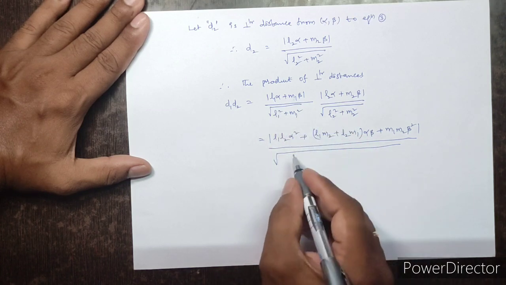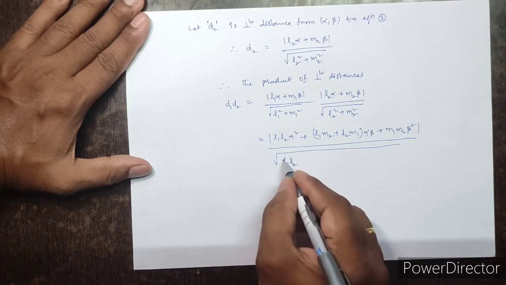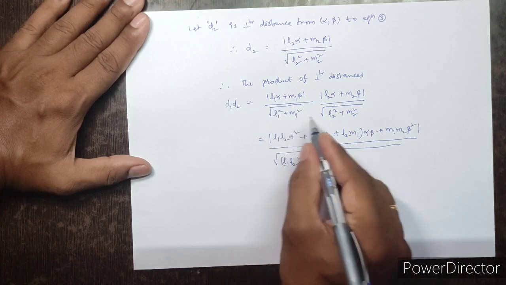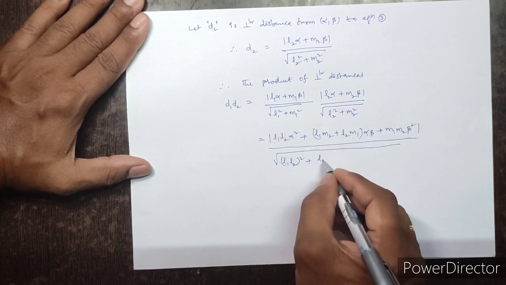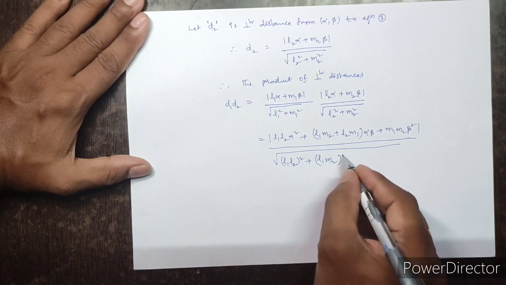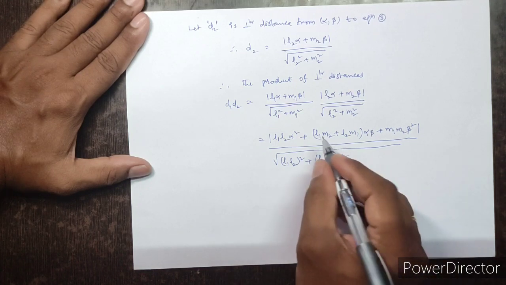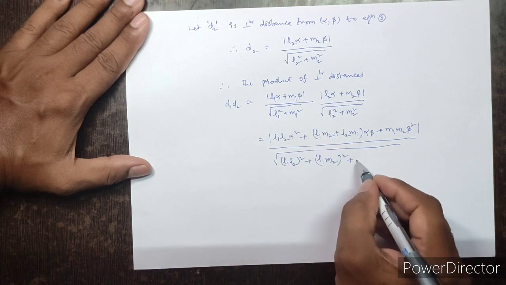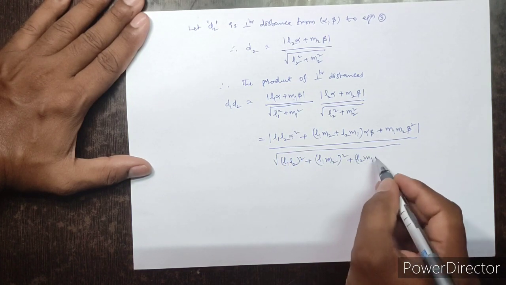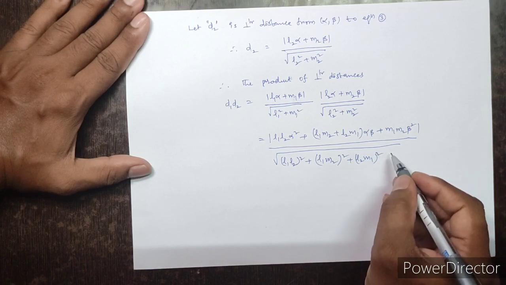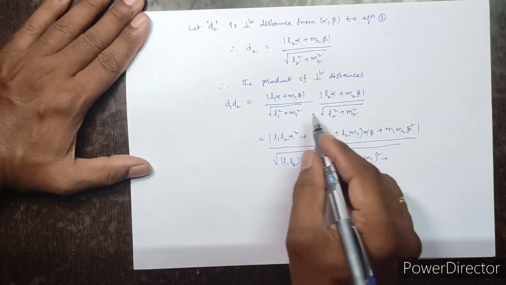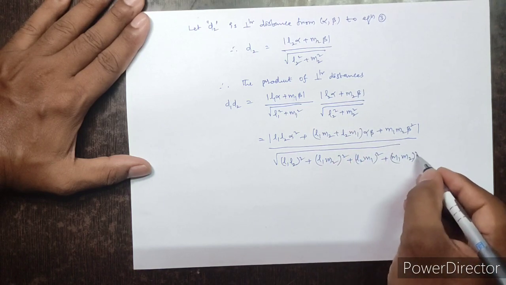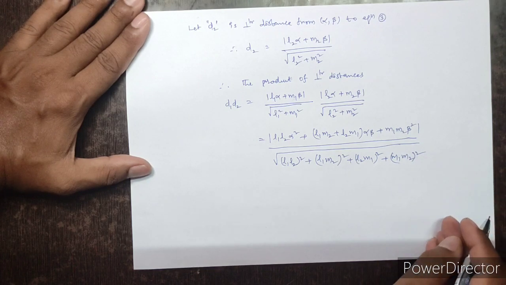L1 square into L2 square, that can be written L1 L2 whole square, plus L1 square into M2 square, that can be written L1 M2 whole square, plus L2 square into M1 square, that can be written L2 M1 whole square, plus M1 square into M2 square, that can be written M1 M2 whole square.